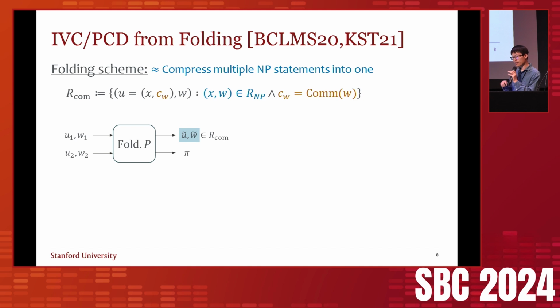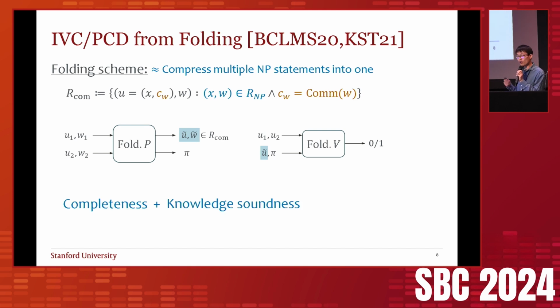You merge these two instances with pair in this relation into a new folded instance with pair in the same relation. And we will also output a proof pi here that allows the verifier later to efficiently check that this folded instance is honestly derived from the two input instances. The one thing to note here is that the folding verifier does not have access to this long witness, so usually they are very, very efficient. And it also needs to satisfy completeness and soundness properties very similar to a SNARK.